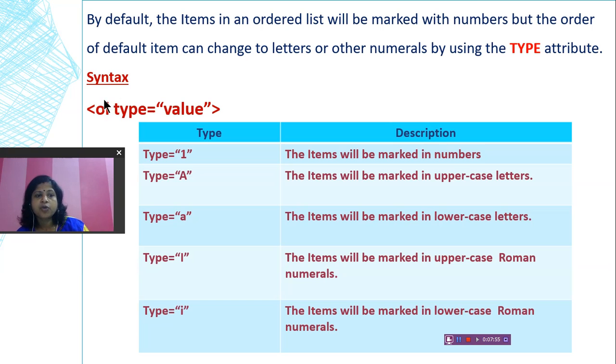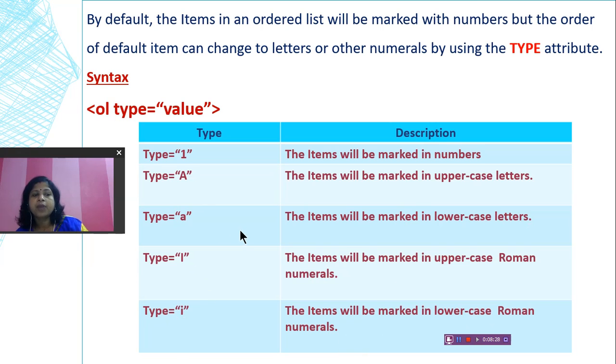So OL is used to create an ordered list, and type is the extra in this ordered list, whatever you will give. If you write type equal to 1, the items will be marked in numbers. If you write type equal to capital A, the items will be marked in uppercase letters. If you write type equal to small a, the items will be marked in lowercase letters. Type equal to capital I, the items will be marked in uppercase Roman numerals. Type equal to small i, the items will be marked in lowercase Roman numerals.